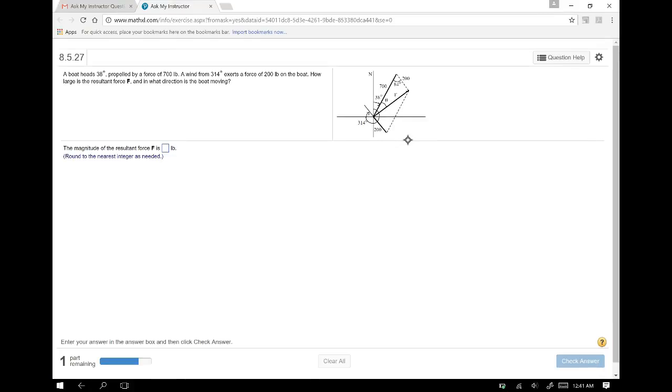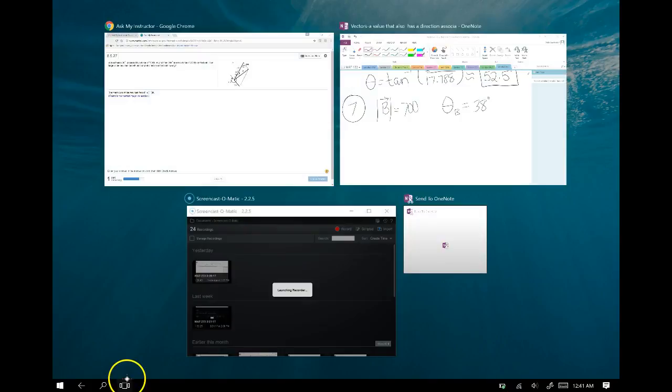A wind from 314 degrees exerts a force of 200 pounds on the boat. There is another magnitude and direction. How large is the resultant force, and in what direction is the boat moving? There is one small trick on this problem. So we also have a wind. Its magnitude is 200.